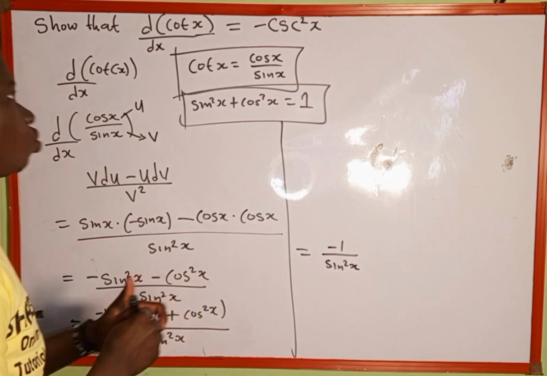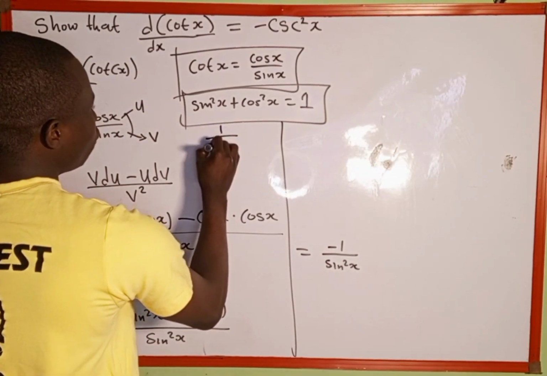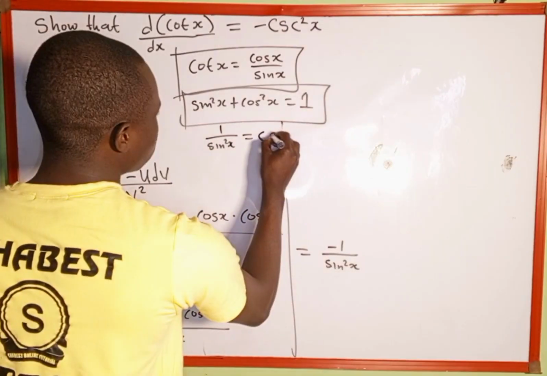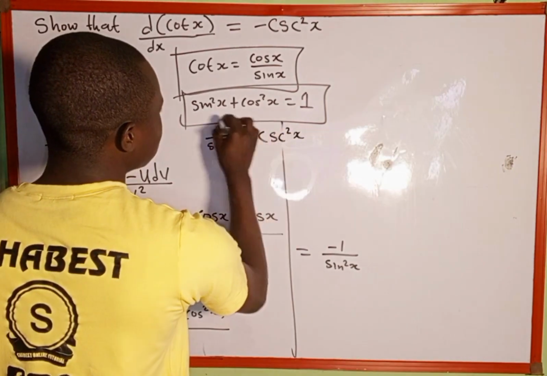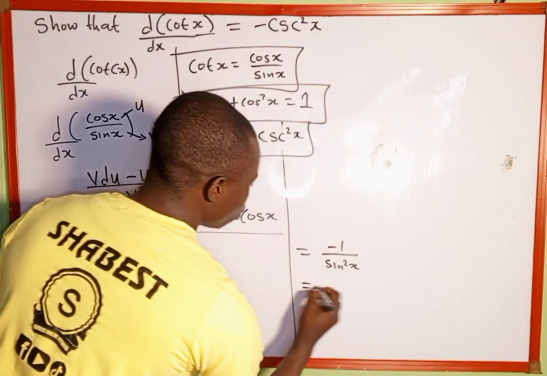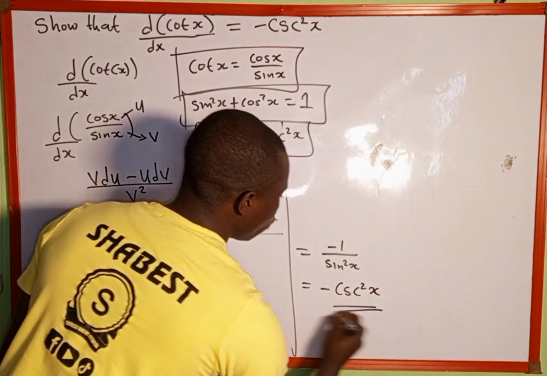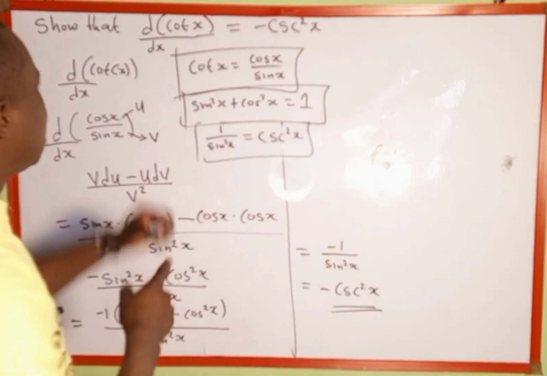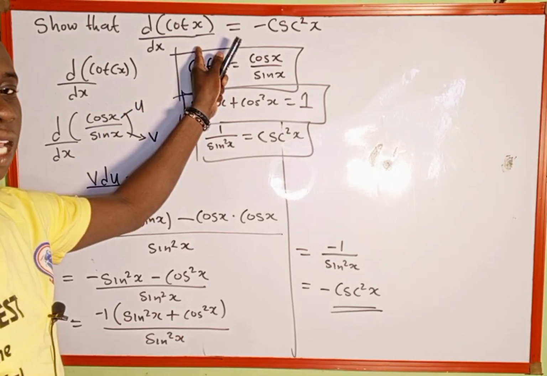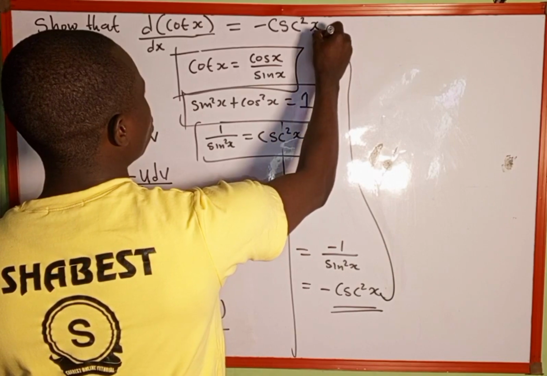So the next thing we are going to recall is from trigonometry identity again: 1 all over sine square x is the same as cosecant square x. So therefore, -1 all over sine square x is going to give us negative cosecant square x. So we have successfully shown that the derivative of cotangent x with respect to x, the left hand side of this equation, is the same as minus cosec square x.